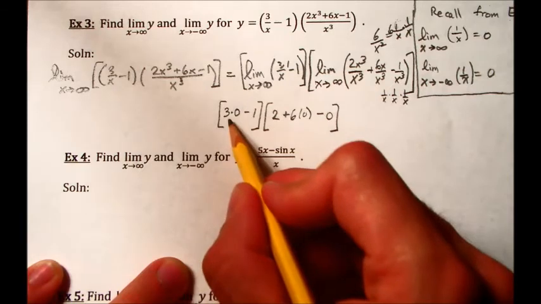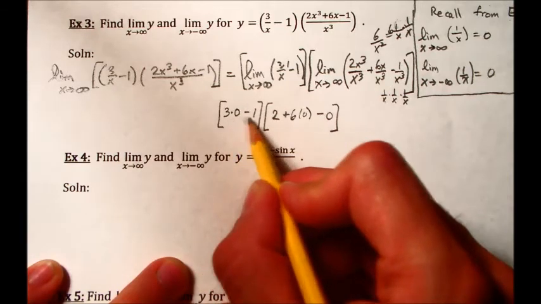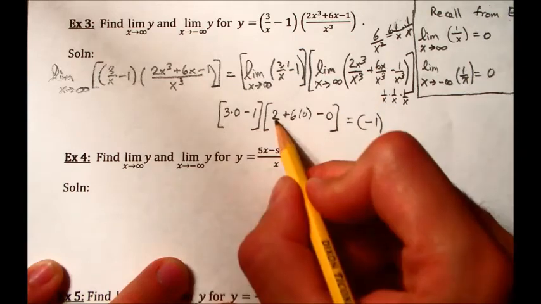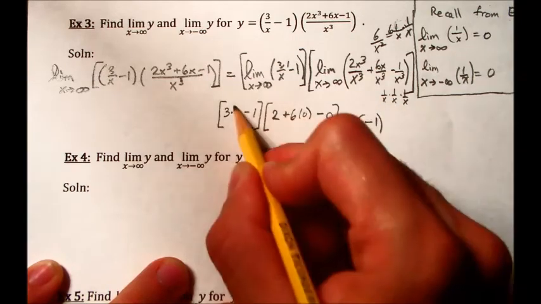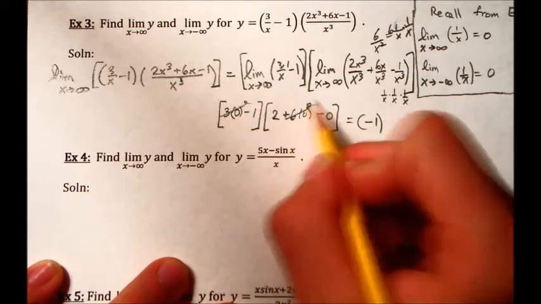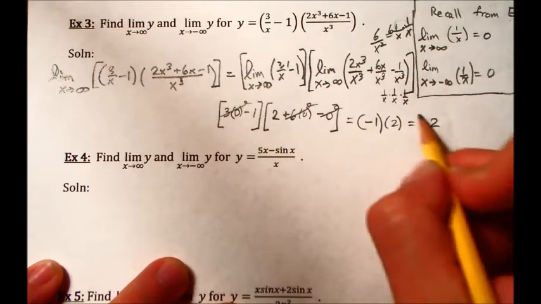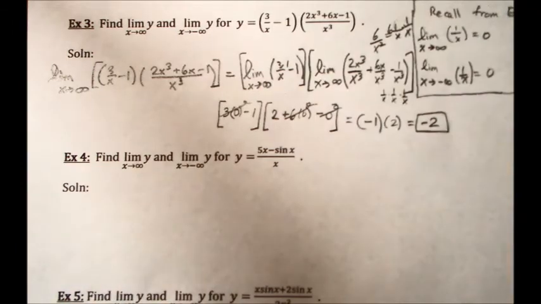And so we end up with basically 3 times 0 minus 1, so that's negative 1. And then this is 2, and that's 0, and that's 0. So this vanished, this vanished, this vanished, and we end up with negative 1 times 2, negative 2. It'd be interesting to punch this function into our calculator and actually graph it, and we would see that as you go out to the left as far as you wish, you would find that the graph tends to lean towards being at y equals negative 2.